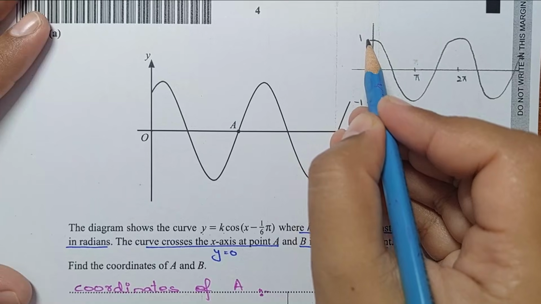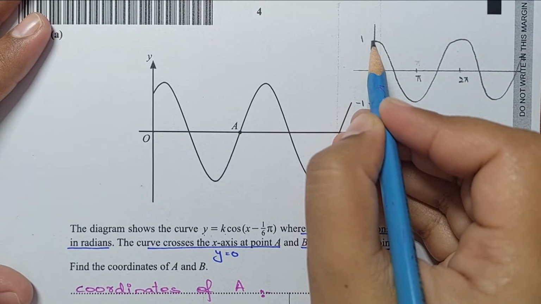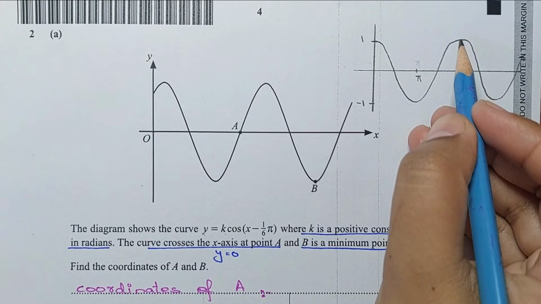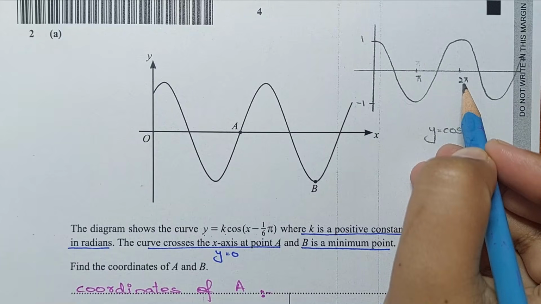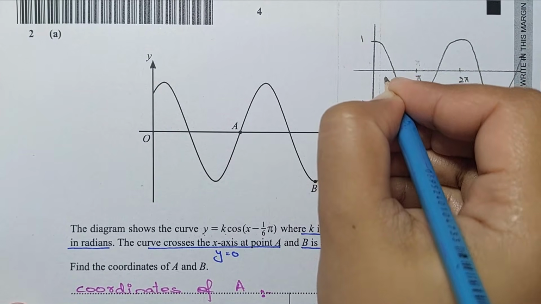Okay, so as we know, the maximum point for cos is 1, the minimum point for cos is minus 1. From one maximum to another maximum is one complete cycle, and one complete cycle equals the period, and the period of the cosine function is 2 pi. If this is 2 pi for the maximum, the minimum should be pi, and this is pi by 2.